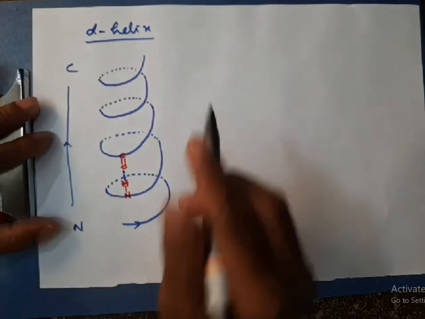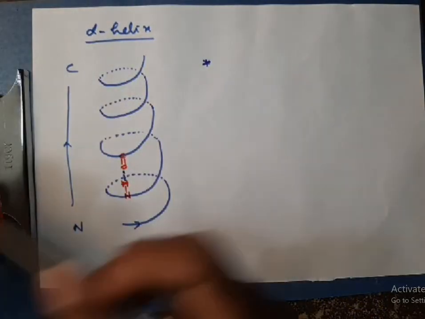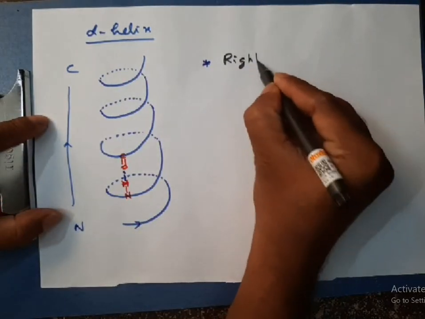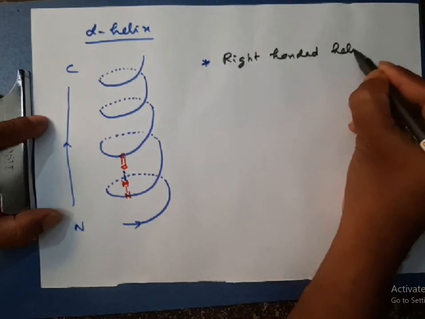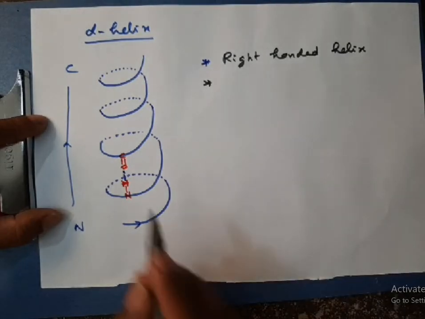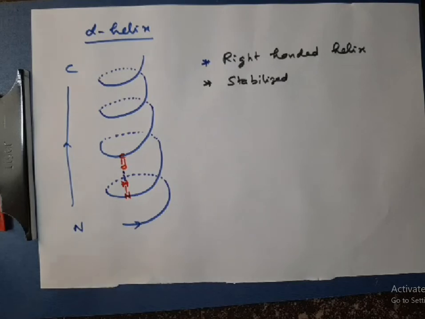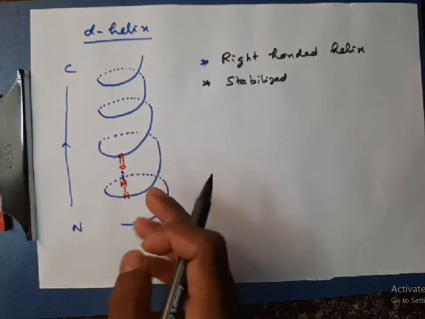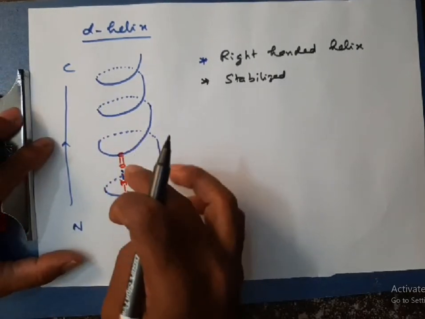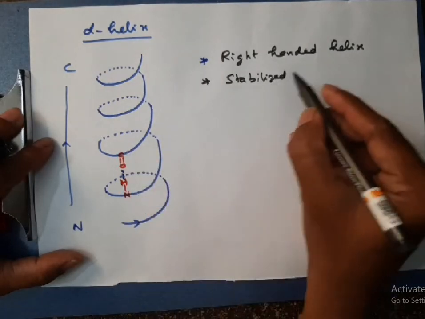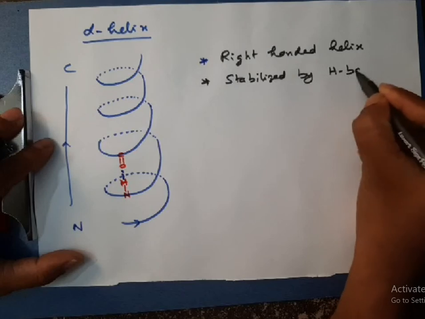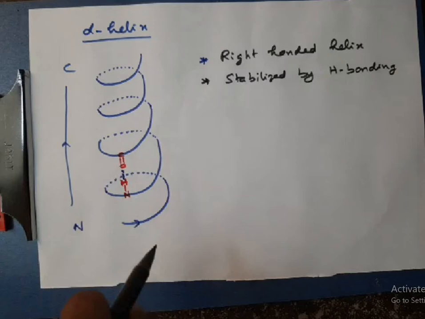So this alpha helical structure, I'll write the points here. Alpha helical structure is a right-handed structure first of all. It is a right-handed helix. First point. Second point: this coil structure is stabilized by hydrogen bonding. In a normal ribbon, if you make it into a coil and lift it, the turns will go away immediately because there are no stabilizing factors. Whereas here, one turn and the other turn remain as such. Why? Because between these turns, there is hydrogen bonding within the polypeptide chain. This hydrogen bonding stabilizes the alpha helical structure, the secondary structure.